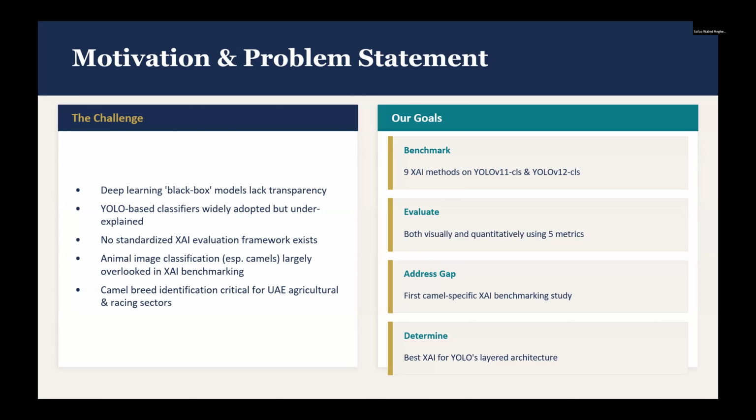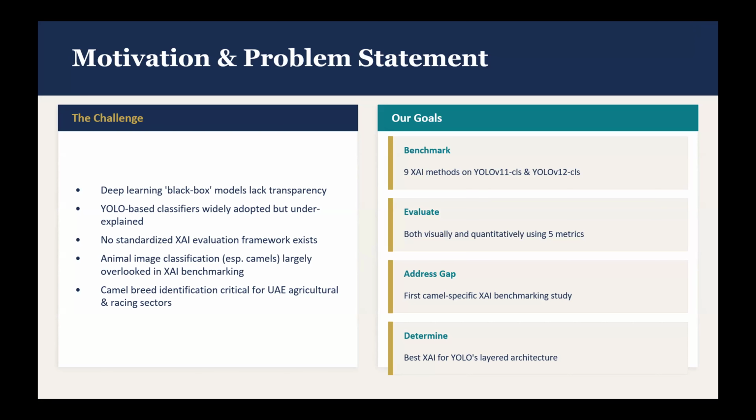So we would like to go into these topics. You are using explainable AI, right? Yes. And you are using it for camel breed identification. Yes, two camel breeds.